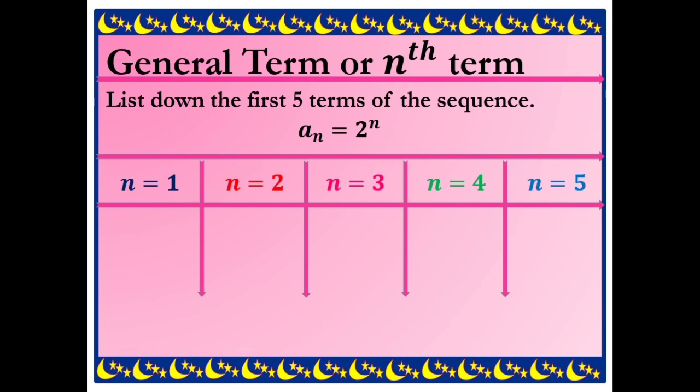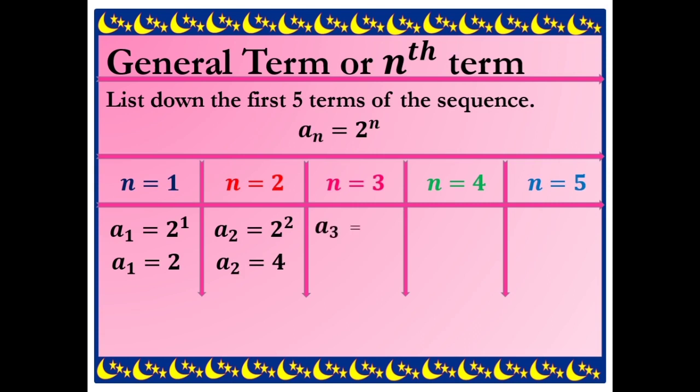Then let's use the nth term to get the number at the set position. For the first term, we have a sub 1 equals 2 raised to 1. So a sub 1 is equal to 2. The first term is 2. For the second term, a sub 2 is equal to 2 raised to 2. Therefore, we have 4 as the second term.